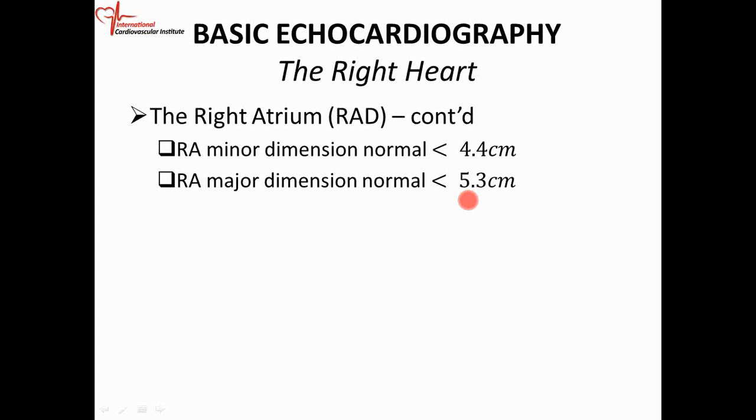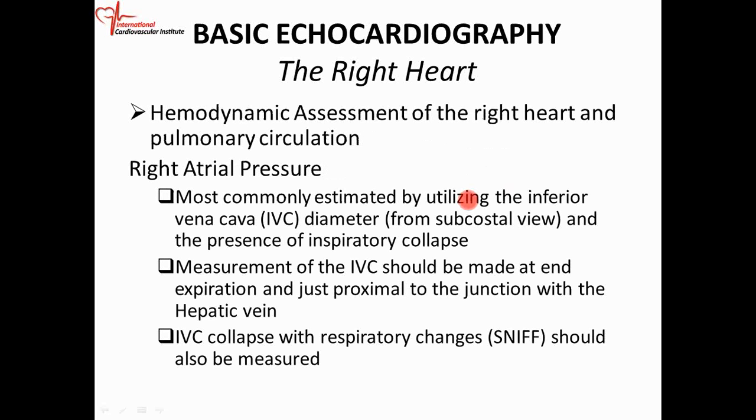Well, okay, it's the same thing we are saying. For enlargement, the normal area should be less than 18, so if it's more than 18, it's enlarged. The minor dimension should be less than 4.4. If it's more than 4.4, it's enlarged. So it's the same thing we're saying. But all right.